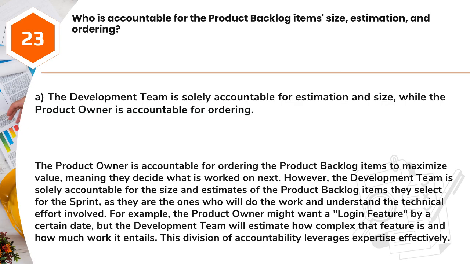Answer: A. The development team is solely accountable for estimation and size, while the product owner is accountable for ordering. The product owner is accountable for ordering the product backlog items to maximize value, meaning they decide what is worked on next. However, the development team is solely accountable for the size and estimates of the product backlog items they select for the sprint, as they are the ones who will do the work and understand the technical effort involved. For example, the product owner might want a login feature by a certain date, but the development team will estimate how complex that feature is and how much work it entails. This division of accountability leverages expertise effectively.